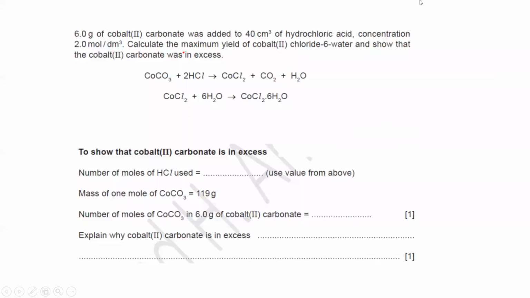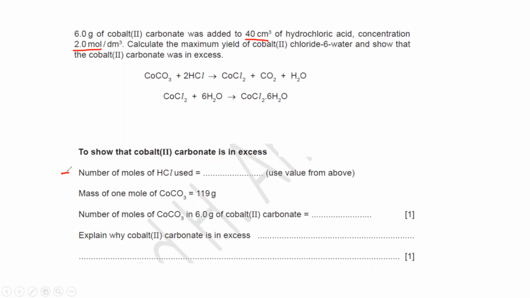Another question. 6 grams of cobalt carbonate was added to 40 cm cube of 2 mole per dm cube hydrochloric acid. Show that the cobalt carbonate is in excess. So we have to show by calculation that the cobalt carbonate is in excess.